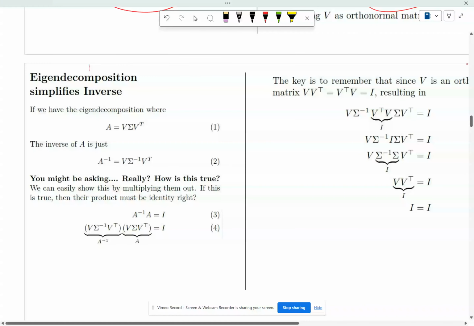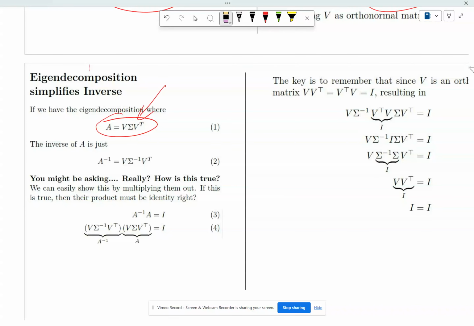Well, let's say that A is equal to this, right? It's really easy to find A inverse if you have the eigendecomposition. In fact, A inverse is just you take the sigma and take the inverse of that. And we know finding the inverse of a diagonal matrix is really easy. Therefore, if we know the eigendecomposition, we basically also know the inverse.